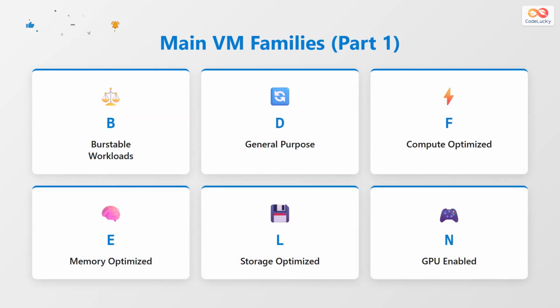Azure offers 6 main VM families, each designed for specific use cases. B series is for burstable workloads that don't need consistent CPU performance. D series provides general-purpose VMs with balanced resources. F series is compute optimized with high CPU to memory ratios. E series offers memory-optimized configurations for large memory requirements. L series is storage optimized for high-throughput workloads. And N series provides GPU-enabled VMs for graphics and AI tasks.